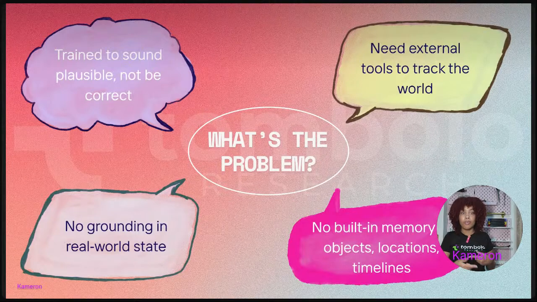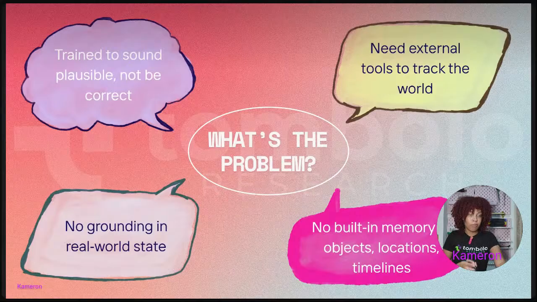And updating it and doing all of that takes a lot of time, compute, electricity, money. It's expensive to be able to do all of these things. So not many companies are going to update it all the time. They're just going to say, hey, add this external tool, and it'll be able to tell you these things. So it doesn't actually have a built-in memory about objects, locations, and timelines.